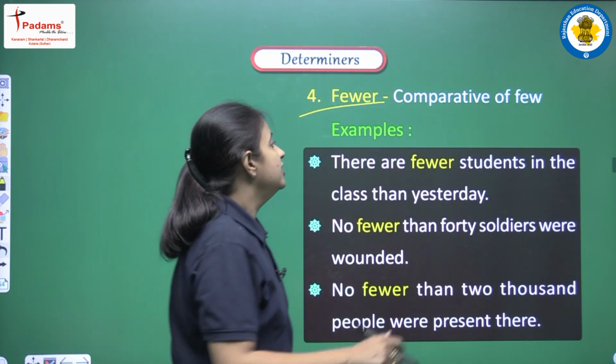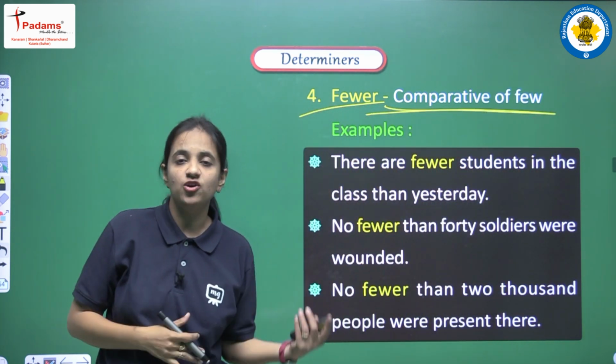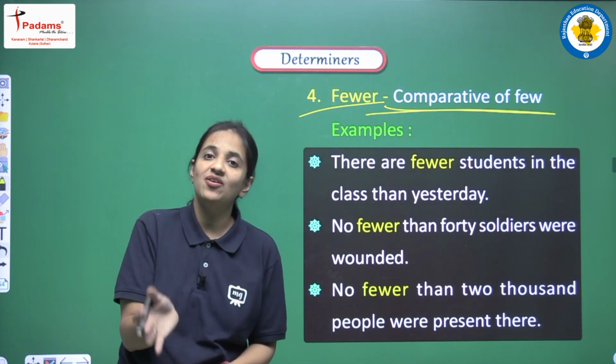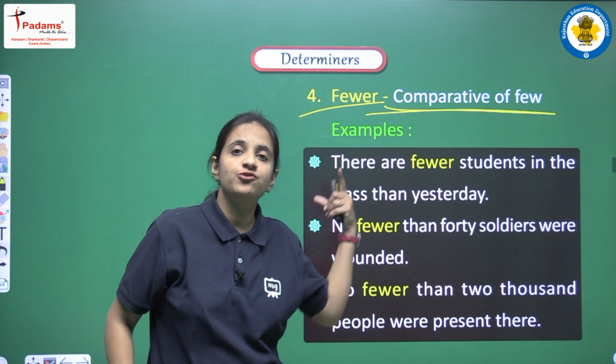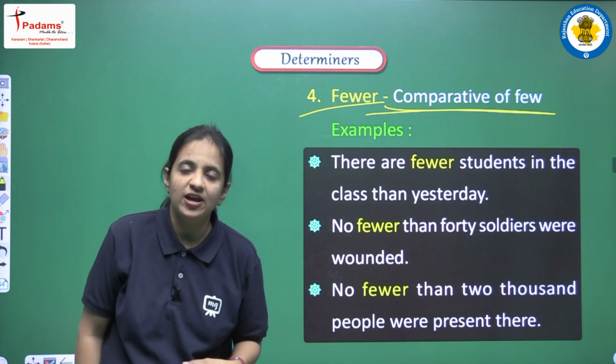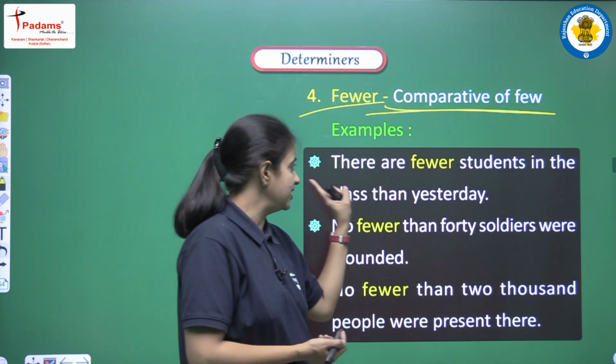Now next is fewer. So what is fewer? This is the comparative degree of a few. I am sure that you all are aware about the positive, comparative and superlative degrees, right? So fewer, this is the comparative form of a few, and it is used when we are making a comparison. How? Let's see the examples.